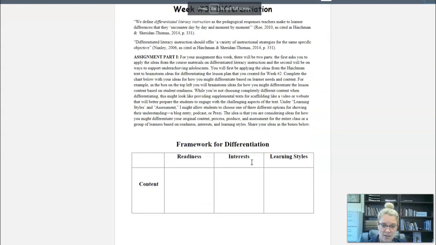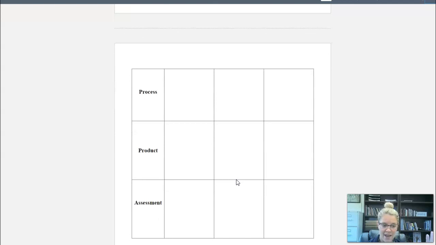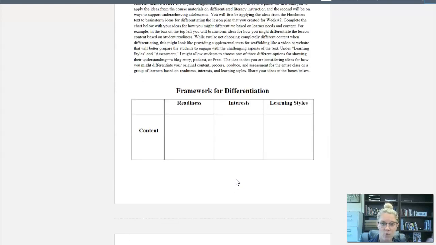But you see here that what you guys are going to be doing is using this framework for differentiation. And this was mentioned in the Hinchman text. They said, if you are differentiating, we can differentiate based on students' readiness, their interest, and their learning styles. And then what could we differentiate? We can differentiate the content, the process, the product, and the assessment. And so for the text that you created the BDA lesson for last week, you are now going to be filling out this table with ideas for how you could further differentiate for each of these factors.